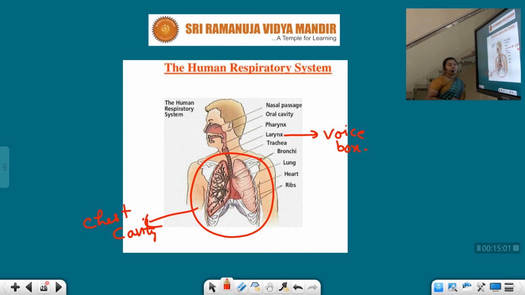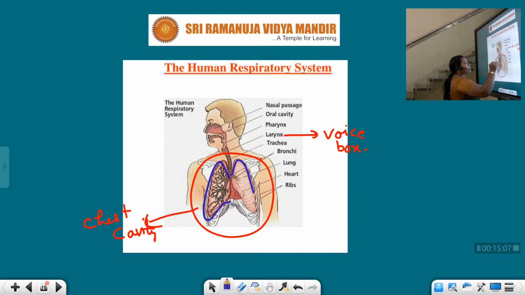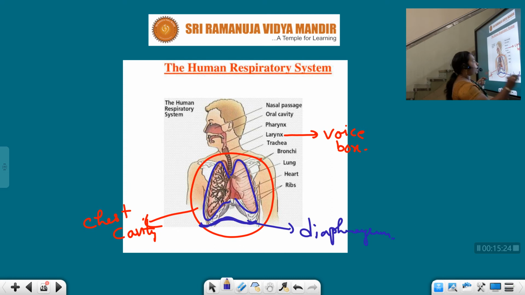In the chest cavity we have the lungs. Here, these are the lungs. Okay, right. In the chest cavity we also have the rib cage. And below the chest cavity we have a special membrane called the diaphragm. What is that? Diaphragm. This diaphragm helps in the movement of the rib cage, so it allows the intake of air into the body. At the same time it also allows the exhalation of air out of the body.